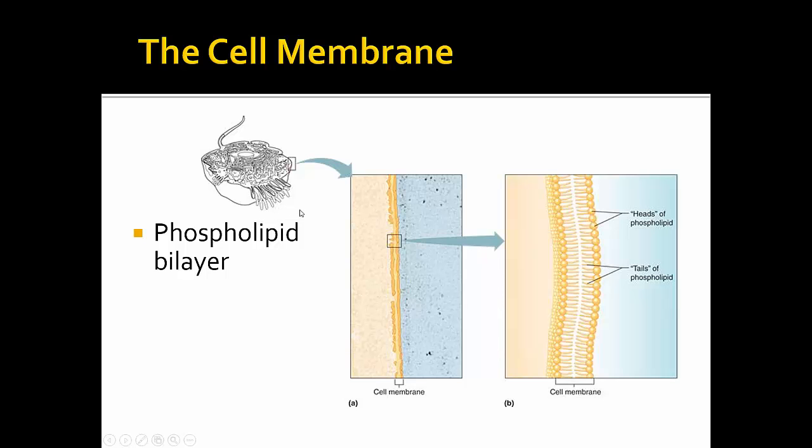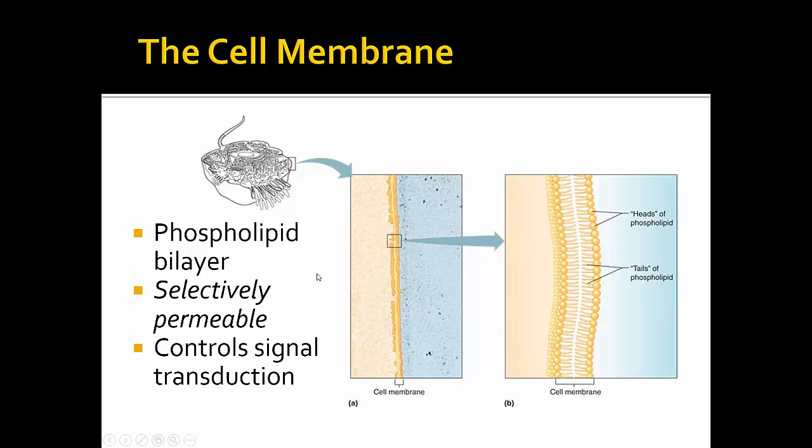Now, the most important thing about the cell membrane is this idea of it being selectively permeable, or selective permeability. Permeable means that some substances can pass through. Selectively permeable means that only some things will pass through. The cell membrane is really good at letting some things in and keeping other things out.